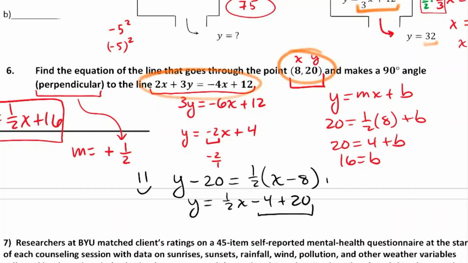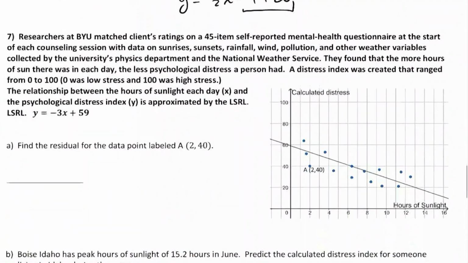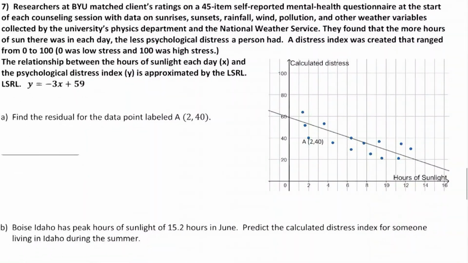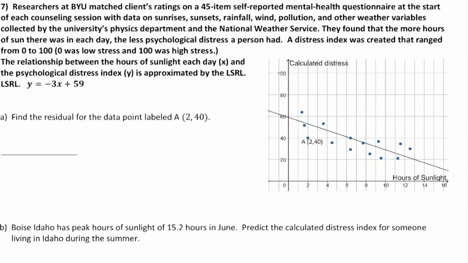All right, our last question is a bit wordy. And to be honest, reading this and interpreting what's going on is really what this question's about. Are you able to contextualize the things that we've done with finding least squares regression lines? So researchers at BYU matched clients' ratings on a 45-item self-reported mental health questionnaire at the start of each counseling session with data on sunrise, sunset, rainfall, wind, pollution, and other weather variables collected by the university's physics department and the National Weather Service.